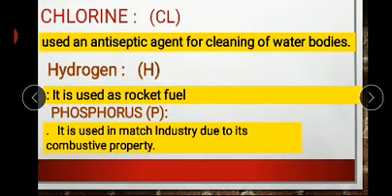The next one is chlorine. Chlorine is used as an antiseptic agent for cleaning water bodies. Like chlorine is added to swimming pools when they become dirty, when so many people are present over there. It is used for cleaning the germs from there. It is antiseptic. Hydrogen is used as a fuel in rockets. And phosphorus has a combustive property, means it can burn quickly, so that's why it is used in matches.